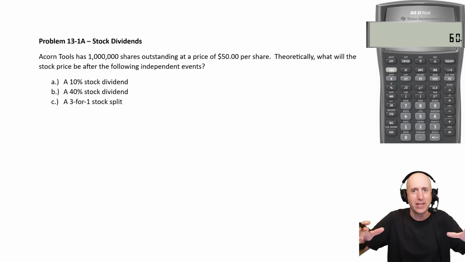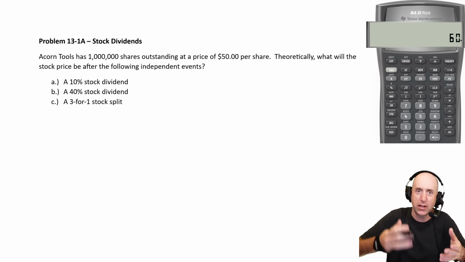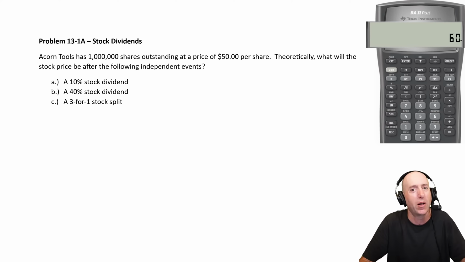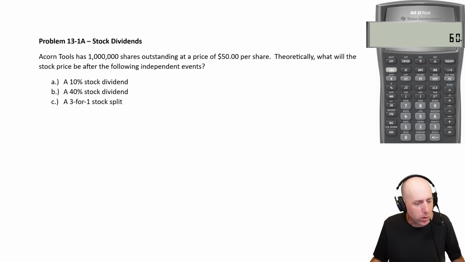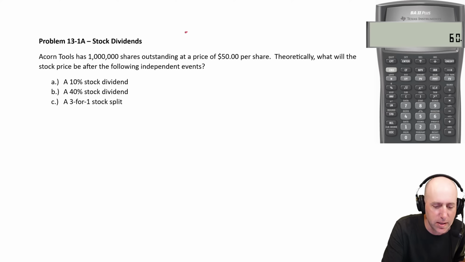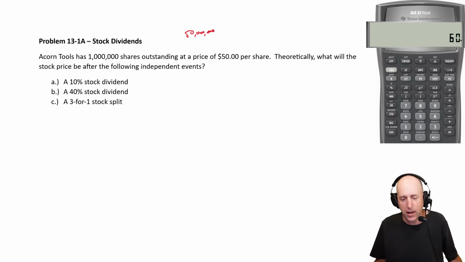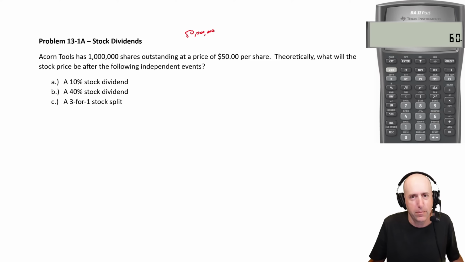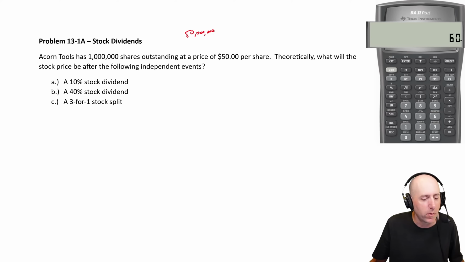You can cut the pie into 6 slices. Oh, I got a big piece. Cut it into 8 slices. Oh, my piece is a little smaller. That's what's happening here. Acorn Tools has 1 million shares outstanding at a price of $50 a share. That means this is a $50 million company, right? That's the stock or the market cap or the value of the company. Theoretically, what will the price be after the following independent events?